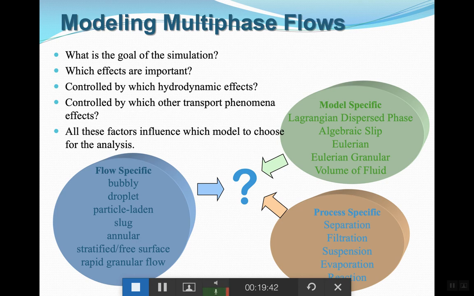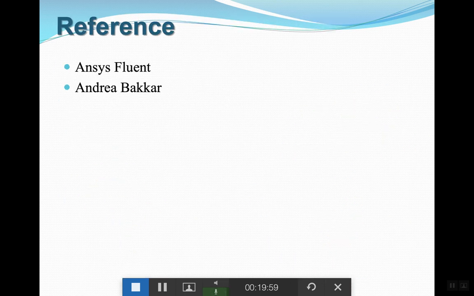Because every single extra phenomenon will add one or two or more extra auxiliary equations, which makes the job more difficult. Okay, now that we have discussed everything here, we will go and dive into our first simulation model, which is discrete phase modeling.